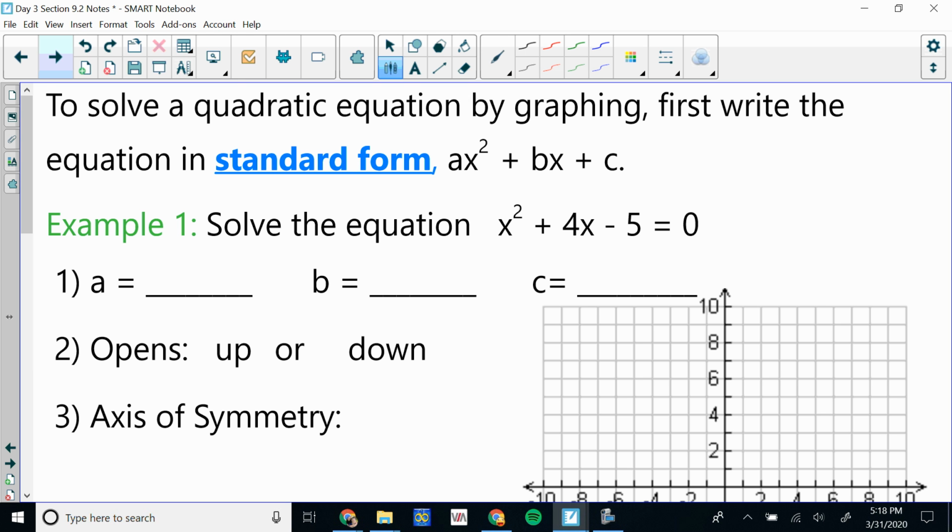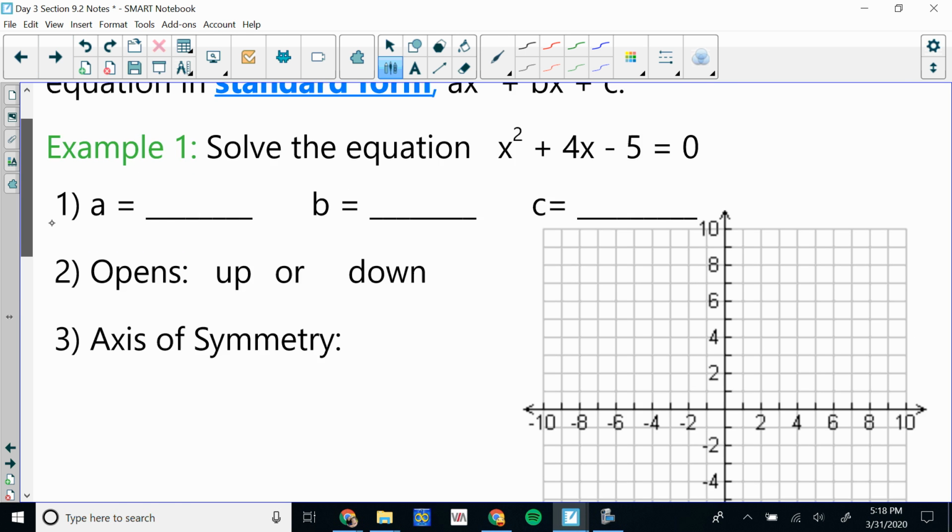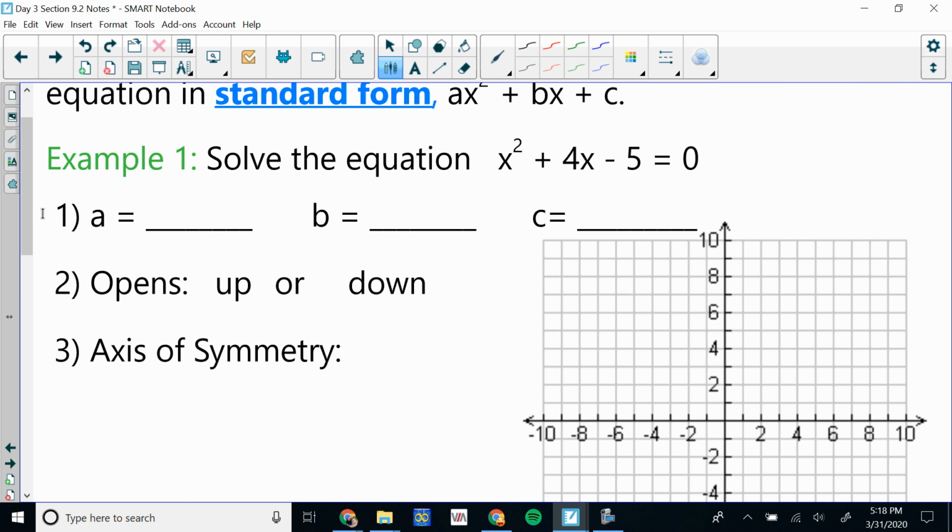All right, so let's solve these. We're going to solve it by graphing. Again, bear with me, my stylus is not currently working. But if we look at number 1, this equation, our a, b, and c are going to be 1, 4, and negative 5. You always want to double check that it's in the right order, and since our x squared term is first, followed by our x, followed by our constant, we know it is. This one's going to open up. Our a term is positive.